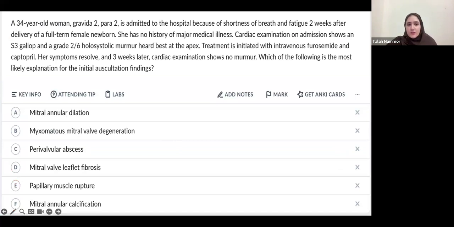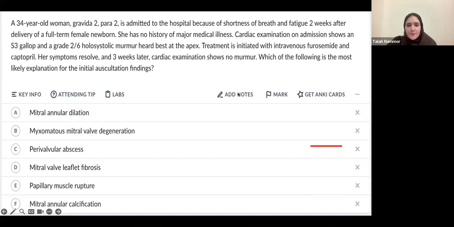So Anna, a 34-year-old woman, gravida 2, para 2, is admitted to the hospital because of shortness of breath and fatigue 2 weeks after delivery of a full-term newborn. She has no history of major medical illness. Cardiac examination on admission shows an S3 gallop and a grade 2 out of 6 holosystolic murmur heard best at the apex, and treatment was started.